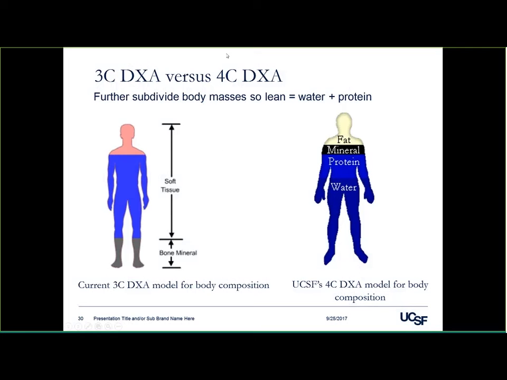So let's look at the four-compartment model real fast, which is fat, mineral, protein, and water. It separates out protein and water, which DXA doesn't do. The water is not really considered functional mass. The protein is.